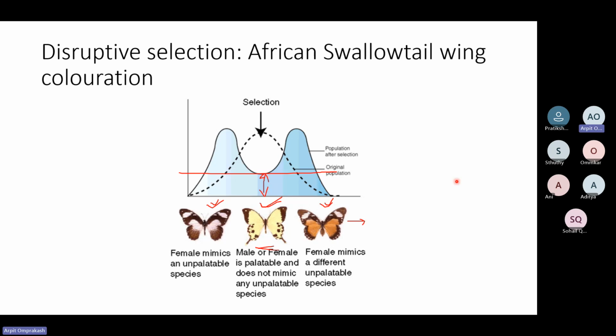Next, we talked about disruptive selection, where we discussed the African swallowtail and its wing coloration. Basically, due to mimicry, the species is undergoing disruptive selection, where they are selecting for two different moths, which are mimics of two different unpalatable species.